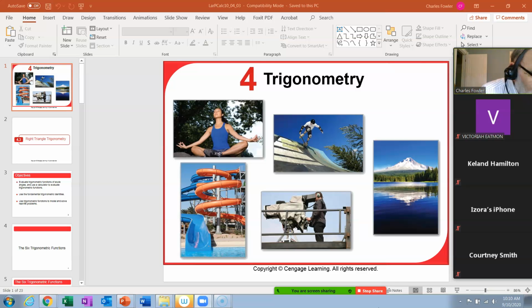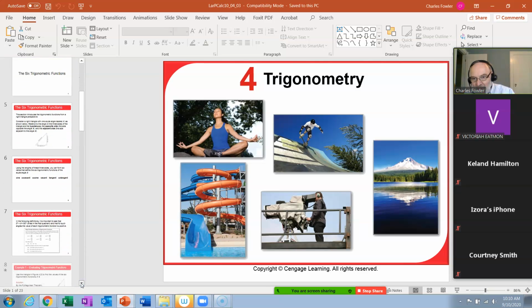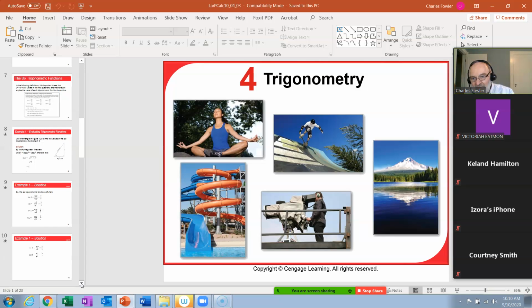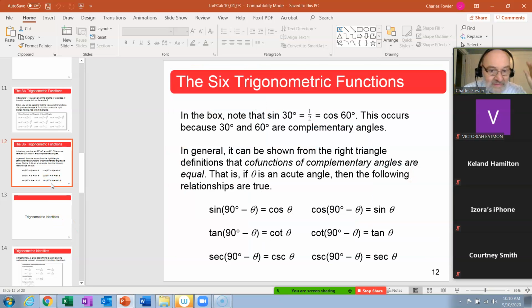Okay, we're in Chapter 4, Trigonometry, Section 4.3, Right Triangle Trig, top of page 279, Example 3. So I've got to find that here. And this PowerPoint is awfully slow. Okay, there's example 1. Okay, I don't think we've gotten to trig identities yet. It's right before that. Okay, this I think was the last slide we did.